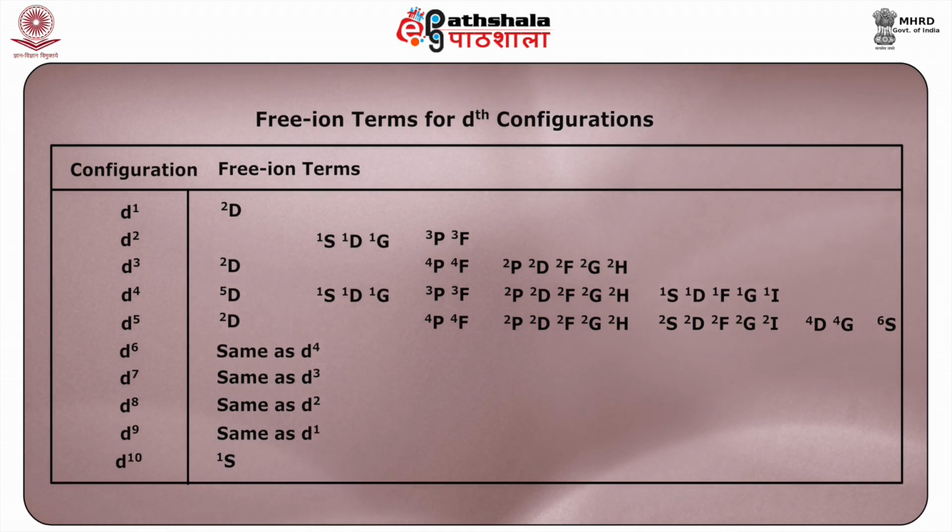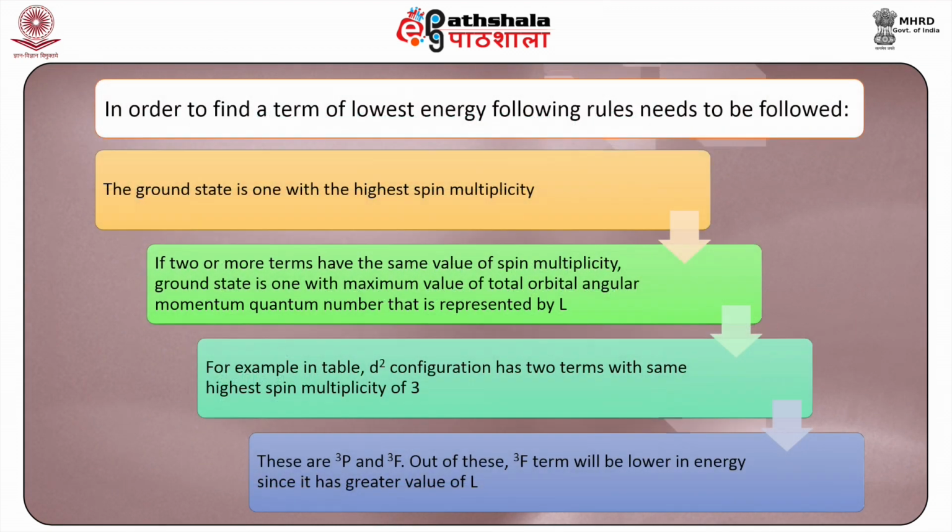Various free ion terms for which electronic configurations of the d orbital have been given. In order to find the term of lowest energy, the following rules need to be followed. The first rule is that the ground state is the one with the highest spin multiplicity.